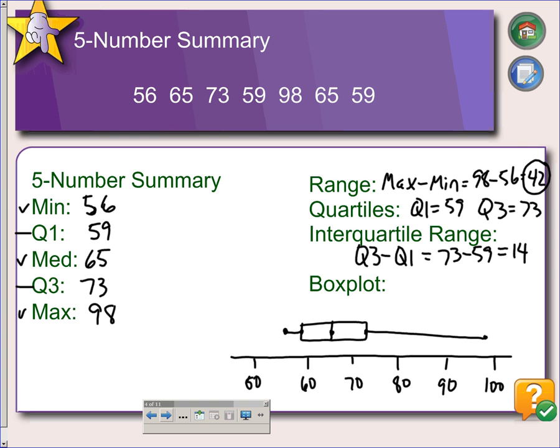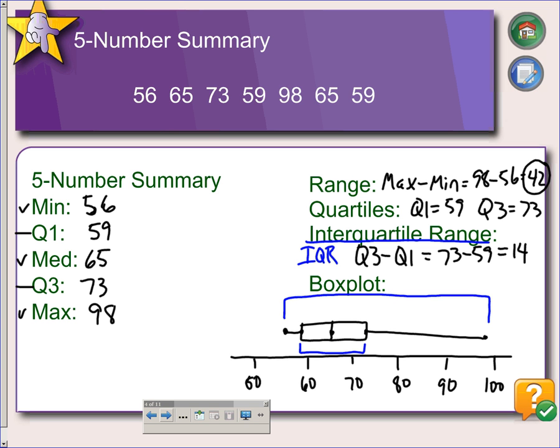What the range tells you is how far it is from one end of the box plot to the other. The interquartile range is sometimes called an IQR. What the IQR tells you is how big the box is.